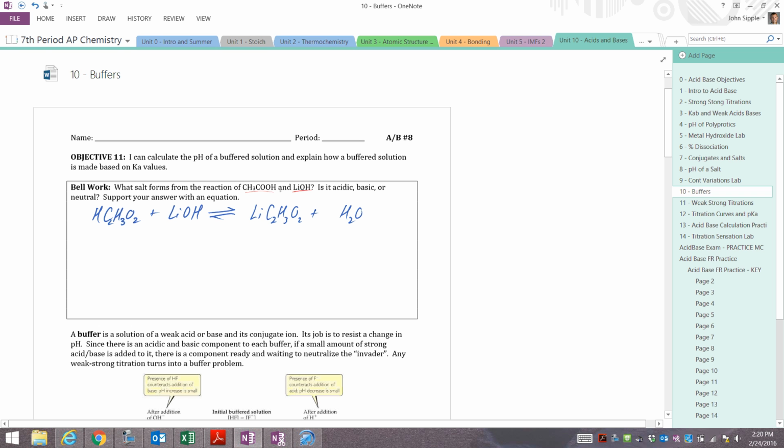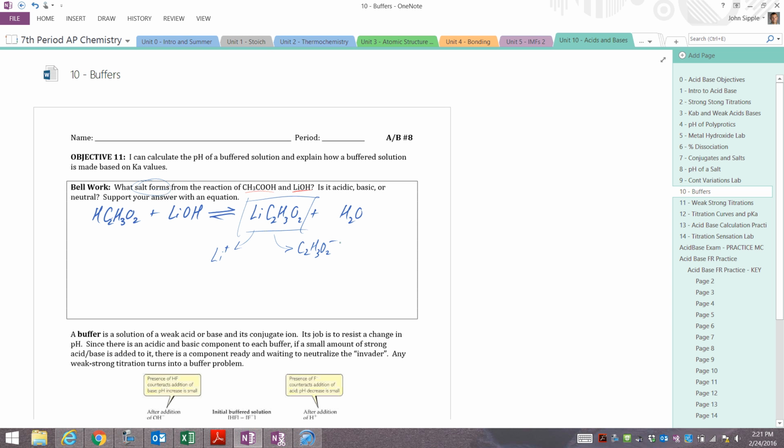All right, they're asking what salt forms, and is the resulting solution acidic, basic, or neutral? So they're asking you to take a look at the salt that forms there. Which one of the ions do we want to draw? We've got lithium plus as one of our options, or we can draw a reaction for the acetate ion. Those are our two options for writing reactions to decide whether it's basic or acidic.